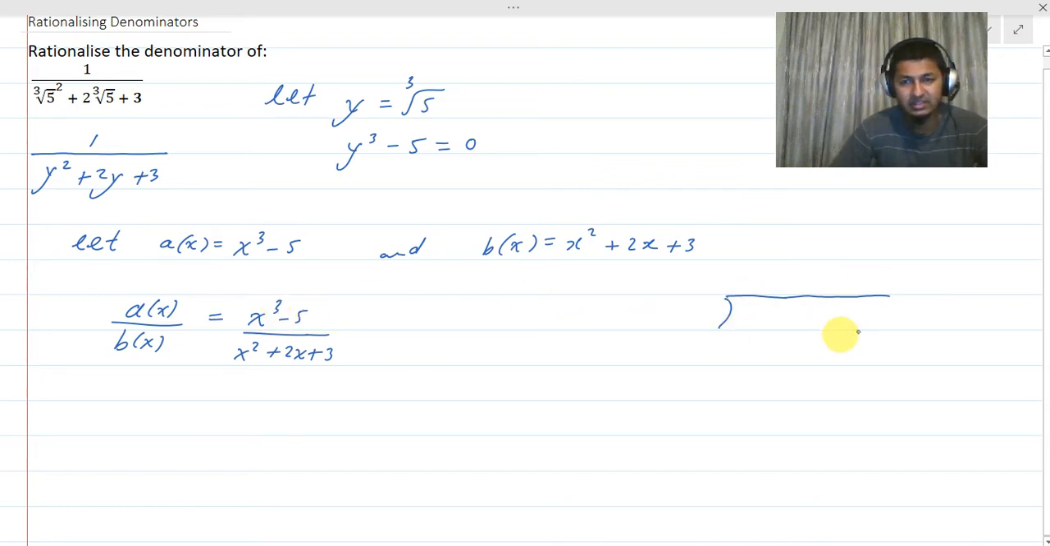The method that I usually use and find efficient is I detach the coefficients of all these, so I call it 1 0 0 minus 5. So 1x cubed plus 0x squared plus 0x minus 5, right? And x squared plus 2x plus 3, so 1 2 and 3 goes in here. So 1 can go into 1 times 1 is 1, 1 times 2 is 2, 1 times 3 is 3.